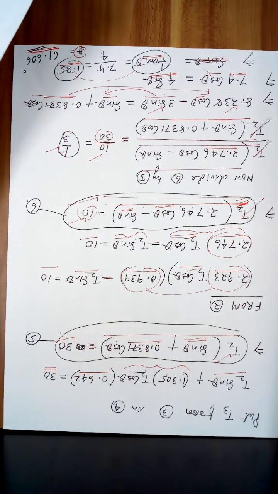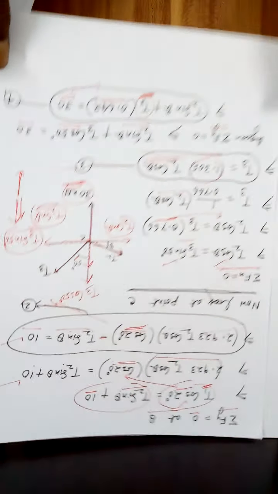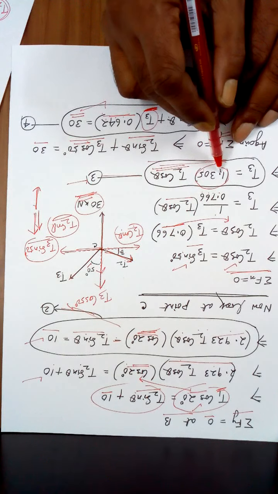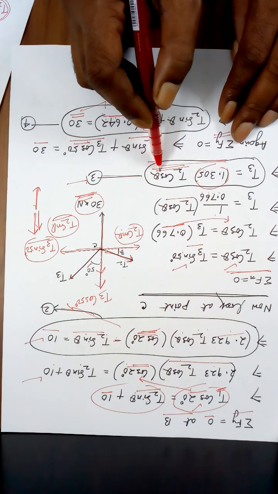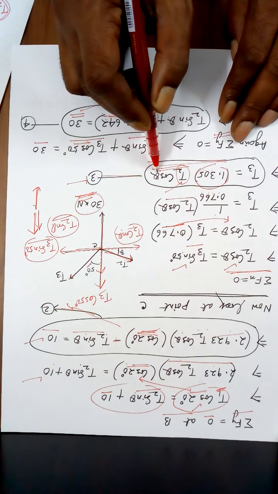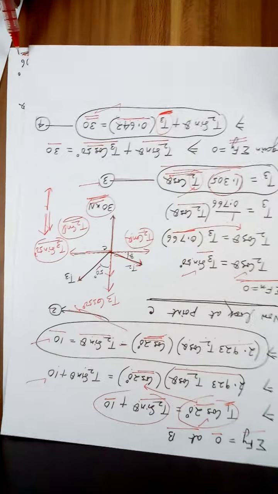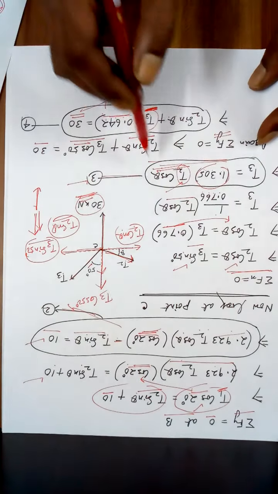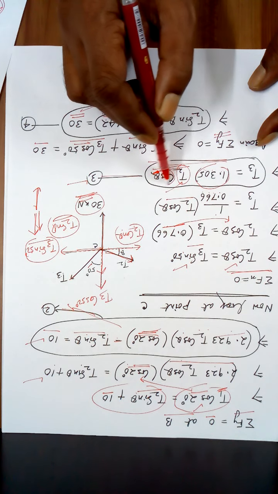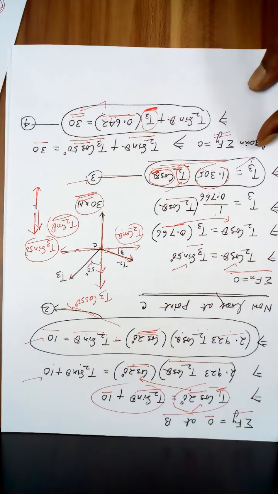Now look for T3. Now your T3 is equal to 1.305 T2 cos theta. You have just found out T2, put the value here. We have found out theta, that is equal to 61.606 degree. So put the value of theta here, use a scientific calculator. T2 is found out, put the value here, then T3 is also found out.